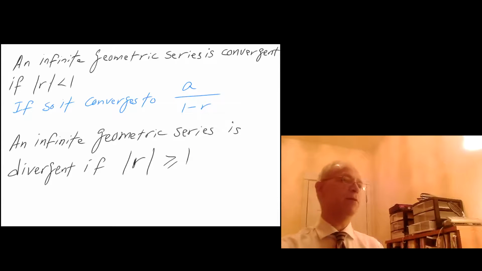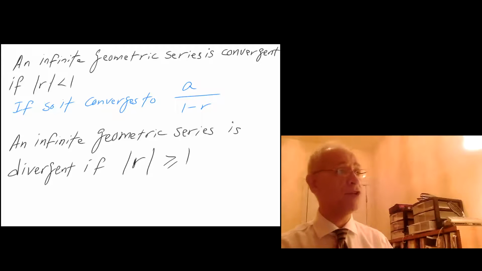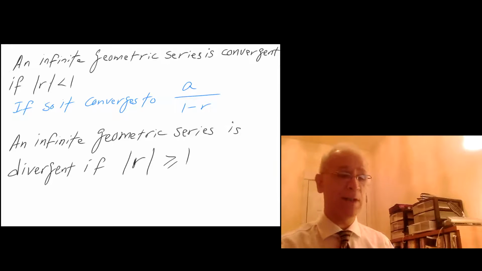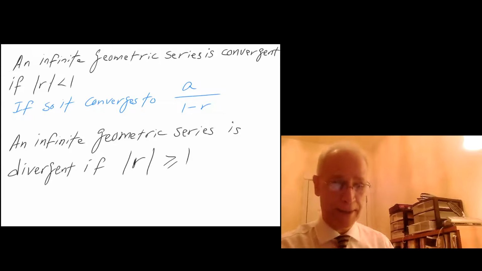Hello, Math 142. An infinite geometric series is convergent if the absolute value of the common ratio r is smaller than 1. If it is convergent, it'll converge to the first term divided by 1 minus the common ratio. An infinite geometric series is divergent if the absolute value of r, our common ratio, is greater than or equal to 1. Okay, let's do a few examples.